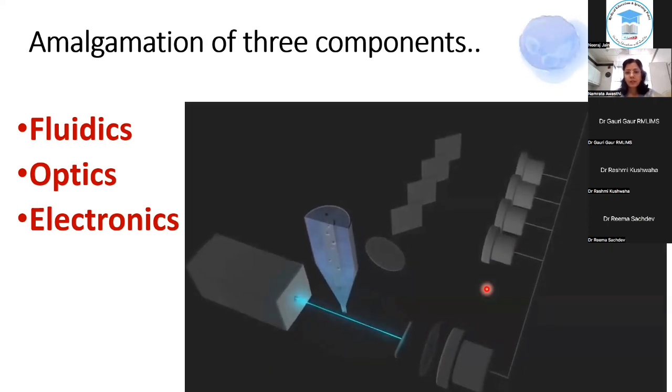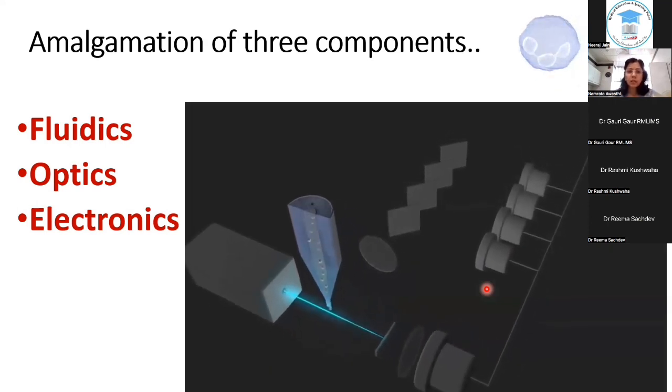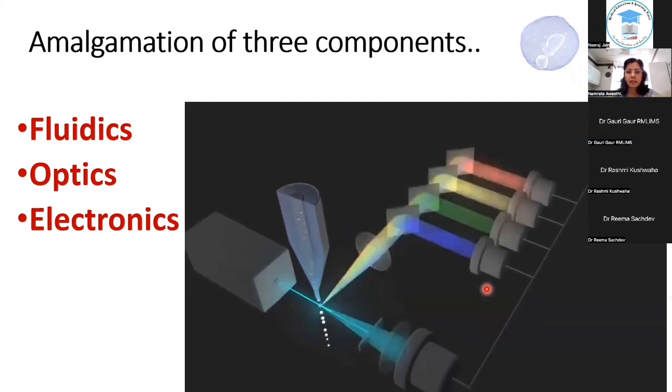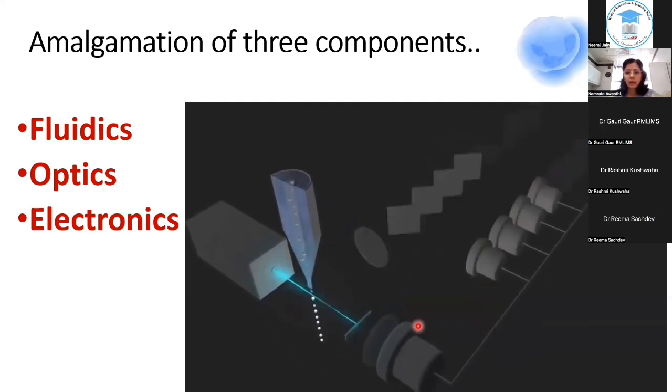So this is how the cells pass in a single file. It is intercepted by the laser light, and the light is scattered in the forward angle and at 90 degrees. This is then collected. This then passes to the filters and is collected by the detectors.